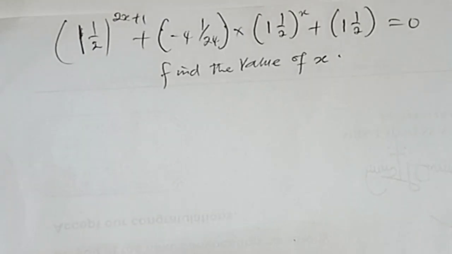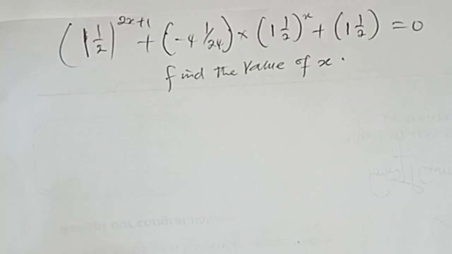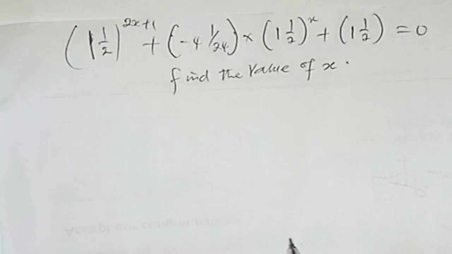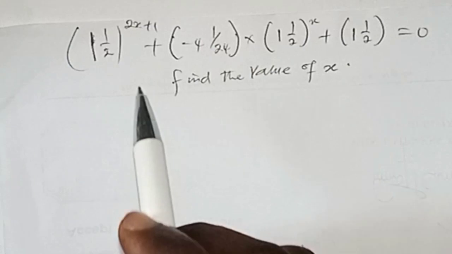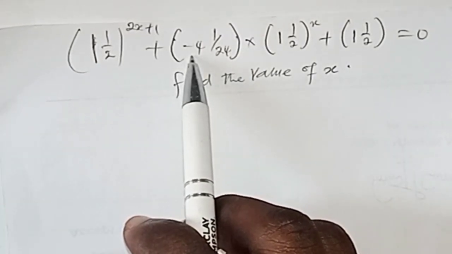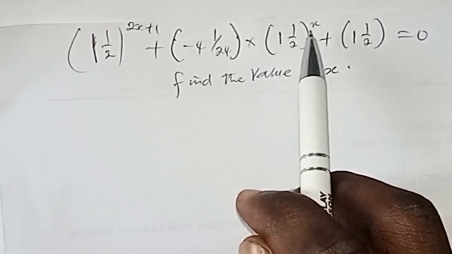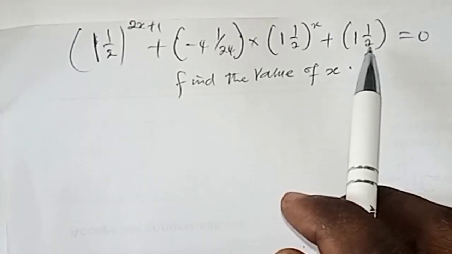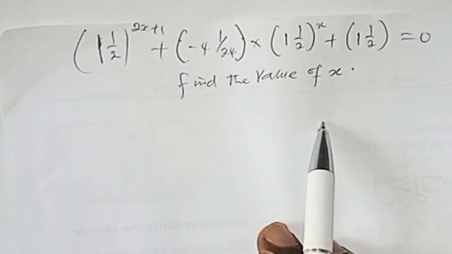So today we have this problem that we're going to be solving. This is an exponential equation which we are going to be solving in this video. The question reads: (1/2)^(2x+1) + (-4 1/24) × (1/2)^(x+1) + 1/2 = 0. And the question says we should find the value of x.